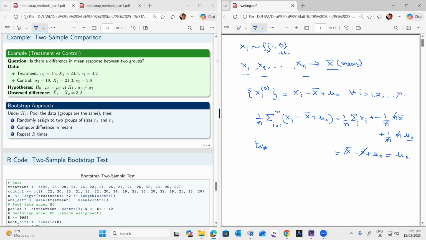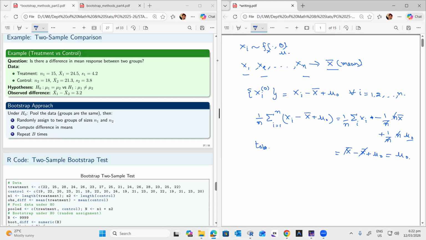Similarly, for the control, we have n2 equal to 18 observations, x bar 2 equal to 21.3, and s2, the standard deviation for the second sample, is 3.8. So the hypothesis that we need to test is H naught such that mu1 equals mu2, against the alternative hypothesis H1 such that mu1 is not equal to mu2. And we observed the difference, that is x1 bar minus x2 bar, which is 3.2.